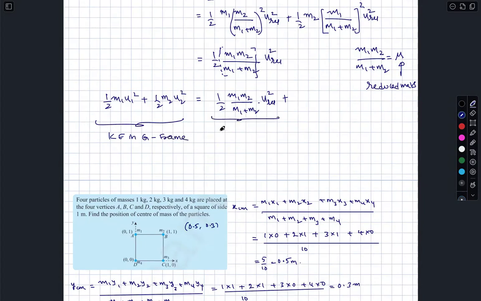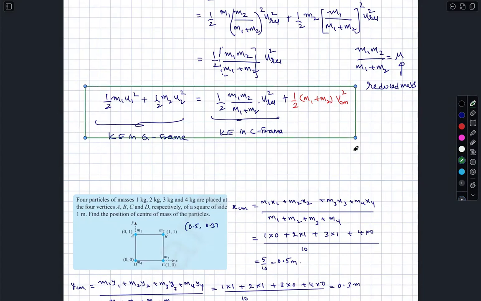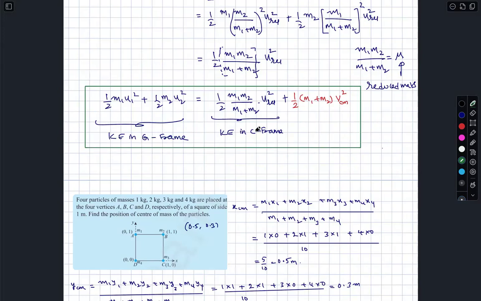And this is KE in C frame. And there is another factor. You know what that is? That is nothing but (m1 plus m2) times the velocity of center of mass squared. Okay, so that's the picture. So this is the conversion factor. Anytime you wish to do a problem in C frame and you want to convert into ground frame, this is the conversion factor.